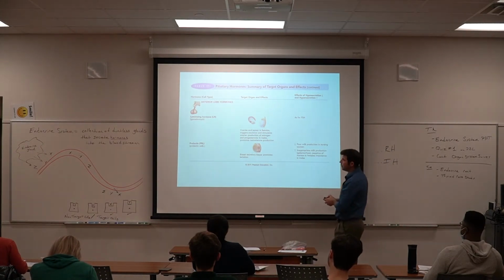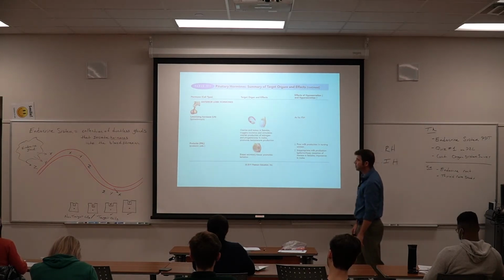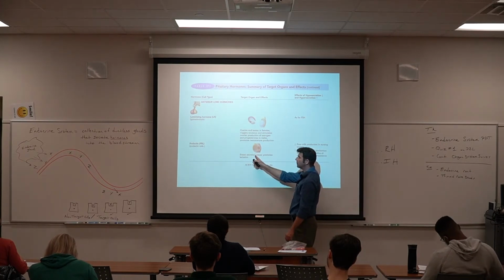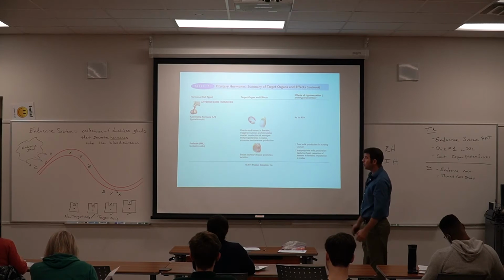So a good example of a tropic hormone, because it targets another endocrine gland and causes that endocrine gland to release hormones. Last one to mention is prolactin. It goes after mammary glands and just gets them to produce milk. So a non-tropic hormone.